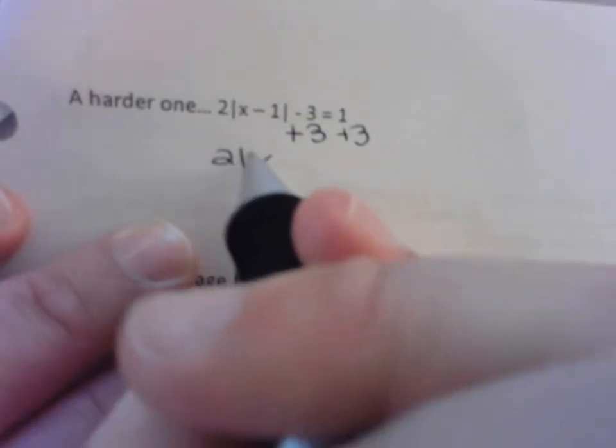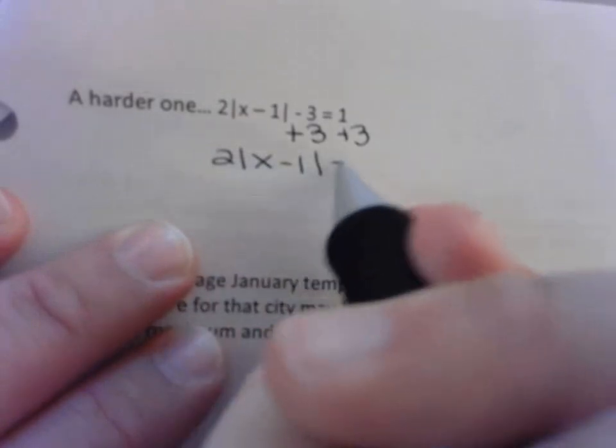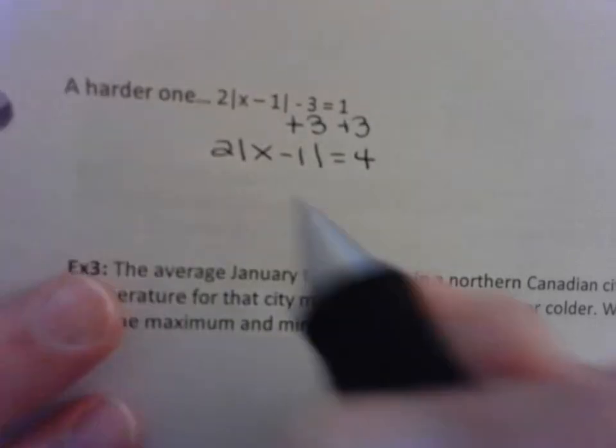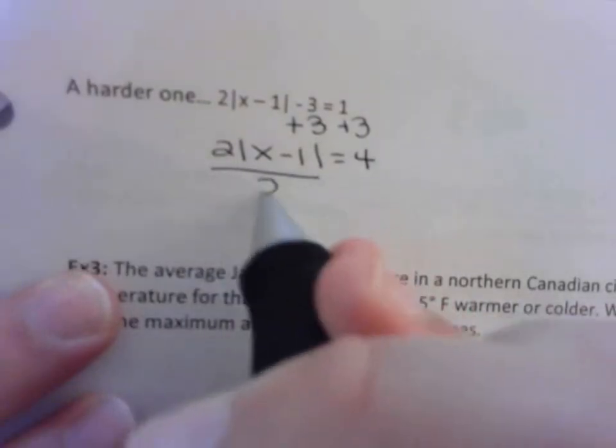2 times the absolute value of x minus 1 equals 4. You cannot distribute the 2. This is absolute value, not parentheses, so don't try to distribute the 2. Is the absolute value alone yet? No. What do I do to get the absolute value alone? What do I do to get rid of the 2? Divide both sides by 2.